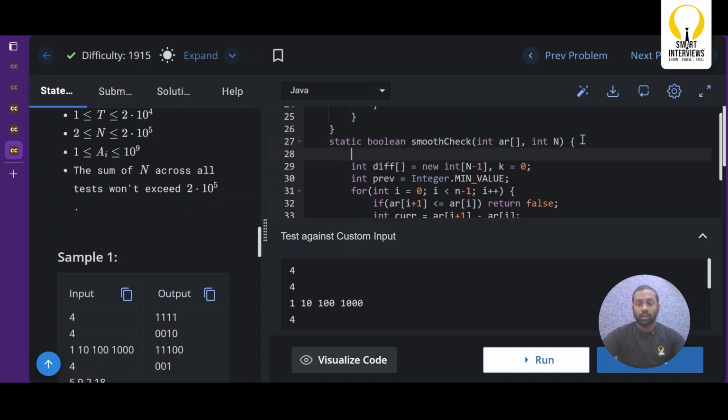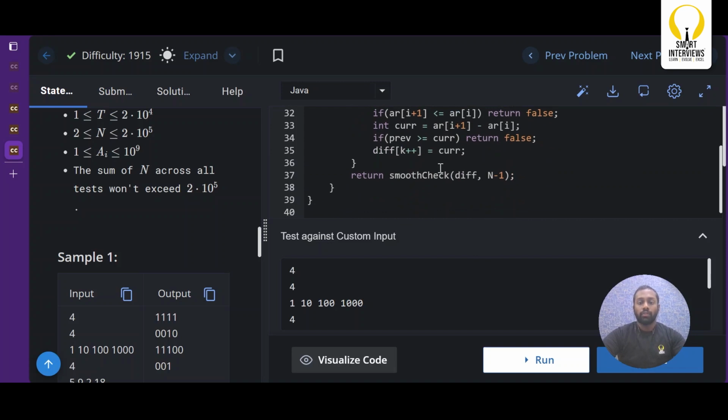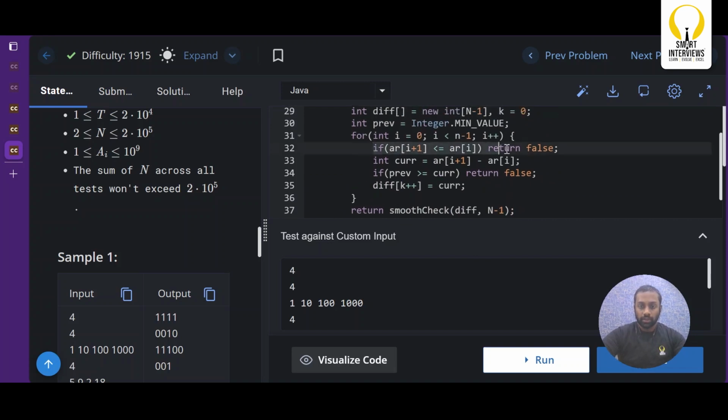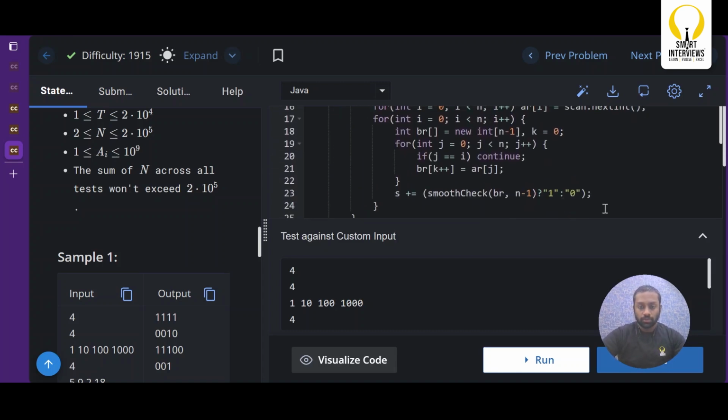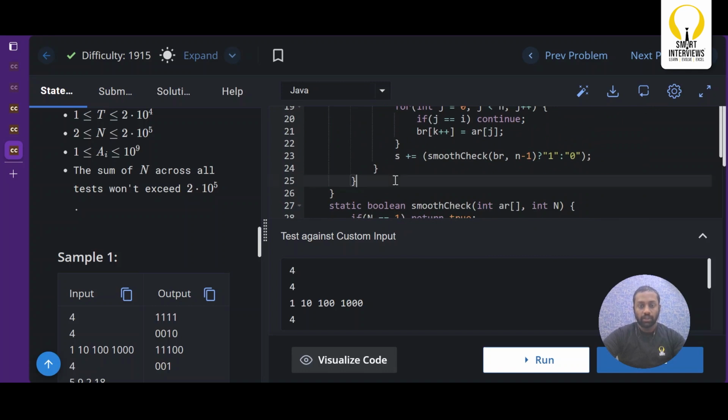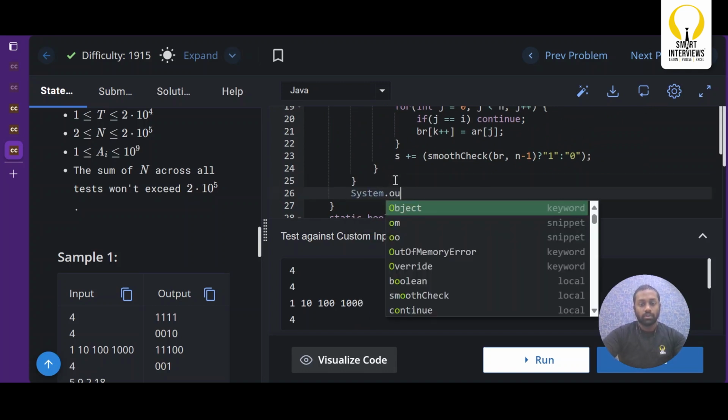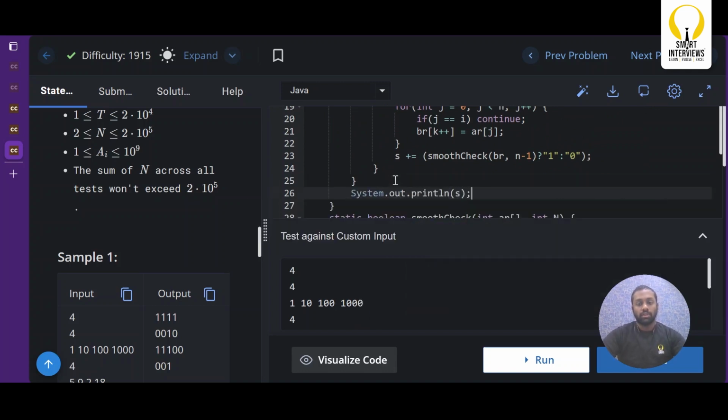Or there is also one more case where I can return true, when there is only one element. So when there is only one element, my array is smoothly increasing. Or when the current array is strictly increasing and also the difference array is smoothly increasing, then I can return true. So with this, finally I need to be printing system out println s.